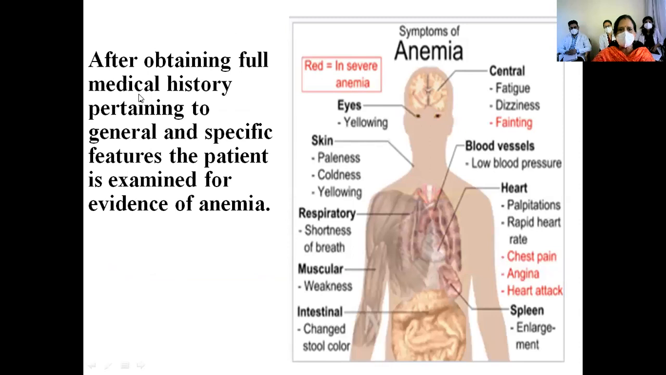Yes, this also we said. Full medical history, complete medical history pertaining to general. The clinician would have done it, and then examination of the patient. We just said only salient features, what needs to be identified. But there are so many other things. Please go back and read from your clinical books.